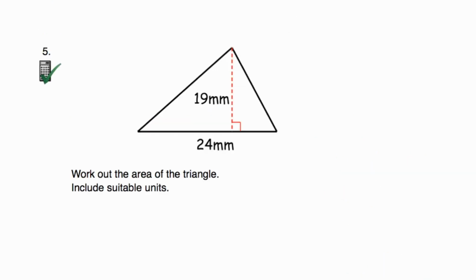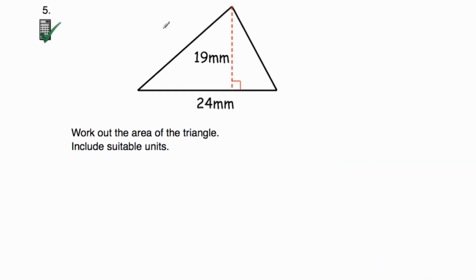Okay, let's have a look at question number 5. We've been given this triangle. It's got a base of 24 millimeters and a height of 19 millimeters. And we've been asked to work out the area of the triangle and to include suitable units. So the area of a triangle is given by the formula half the base times the height.